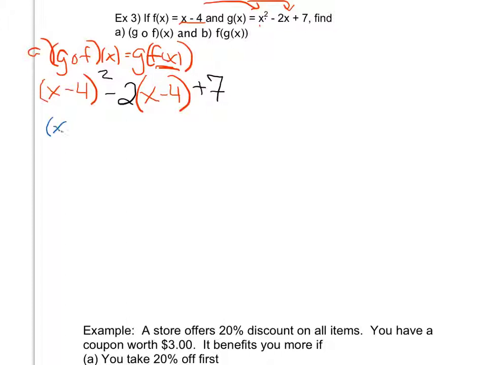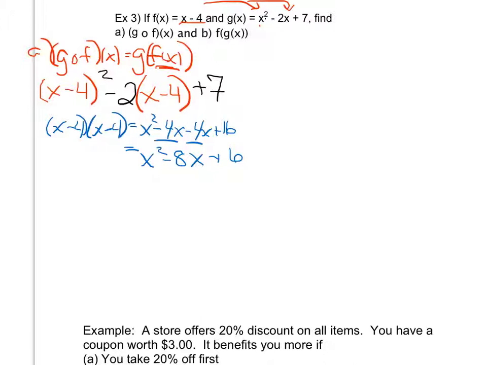I know x minus 4 squared means x minus 4 times x minus 4, which becomes, foiling, x squared minus 4x plus 16. Combining like terms in the middle gives me x squared minus 8x plus 16. I am going to take that quantity and replace x minus 4 squared with that amount, giving me x squared minus 8x plus 16 minus 2 times x minus 4 plus 7.